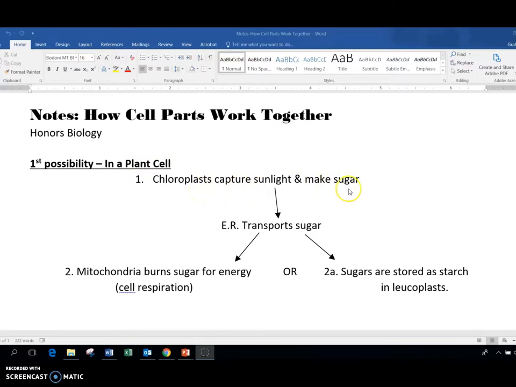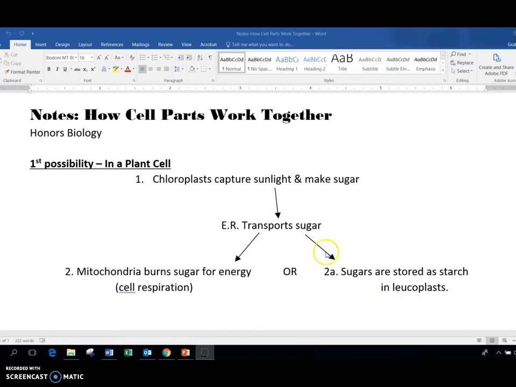And then once that sugar's made, it's got to get certain places. So if it's got to move throughout the cell, it's going to get transported by the ER, the endoplasmic reticulum, because that's the transport system for inside of cells. And it could go to one of two places. That sugar could get stored as starch molecules, and that would be stored in leucoplasts. They're like little baggies inside of a cell that just store starch, like a little vesicle that stores starch.